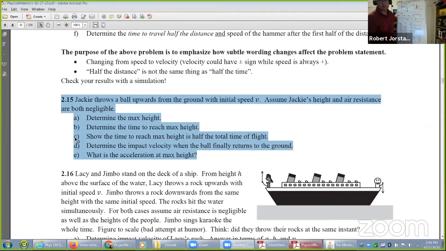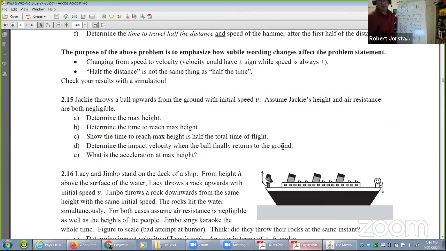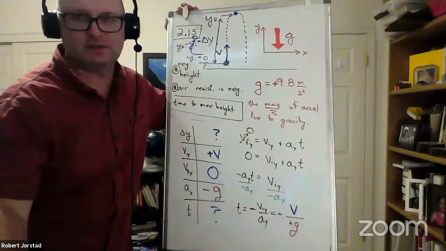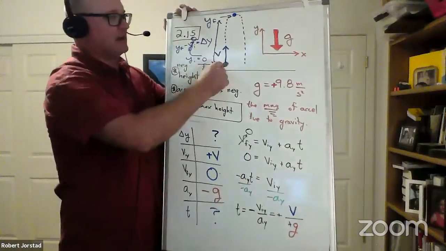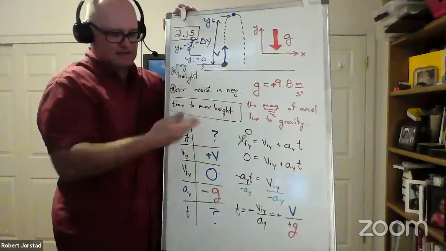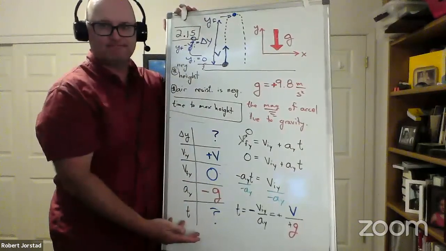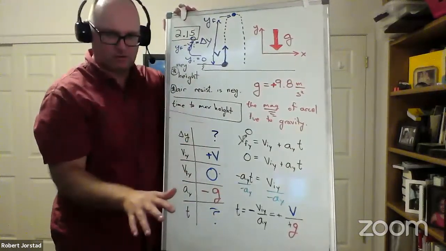I'm going to skip part C. I want to figure out part D. You could do part C at home, but let's say we wanted to do part D. It says impact velocity when the ball finally returns to the ground. There's lots of correct ways to do this, but this is the one thing I want to point out. If we talk about going from here all the way to here, is this list still valid? No. Yes. No.